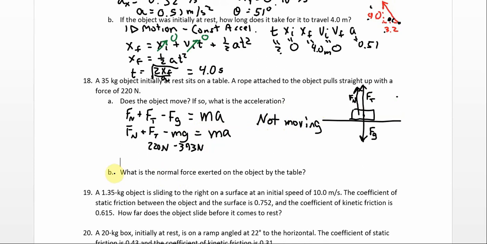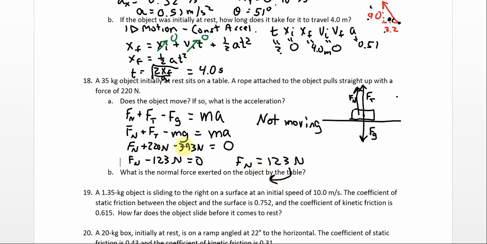And then we can now finish part B right in here, because we can figure out, so this is 0 because there's no acceleration. We can figure out what the normal force is. So 220 minus 343 is negative 123. So we can see that the normal force is 123 newtons. The answer to part B.